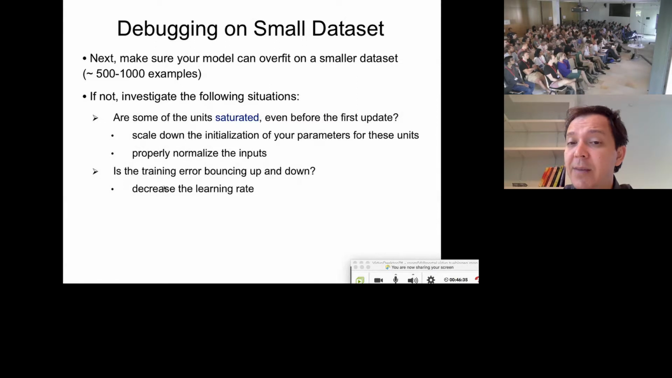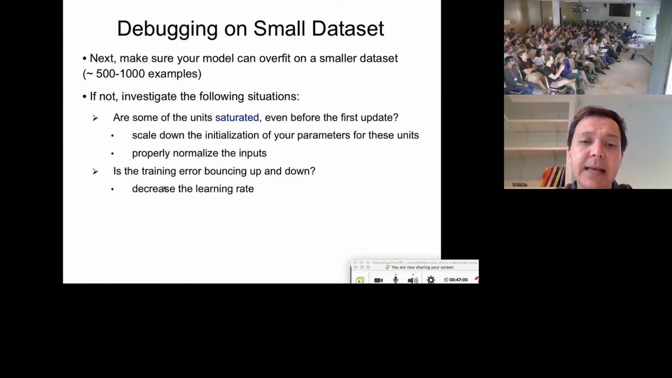For example, you can see how some units saturated because of the first update. Sometimes if you initialize things inappropriately, you can get into this regime where most of the units are saturated. They're either 0, or they're saturated at some high value if you're using rectified linear units, and that's very hard to escape from. If that's the case, you have to scale down the initialization, and you have to normalize your inputs. Another thing to look at is the training error bouncing up and down. If that's the case, you have to decrease your learning rate, right?